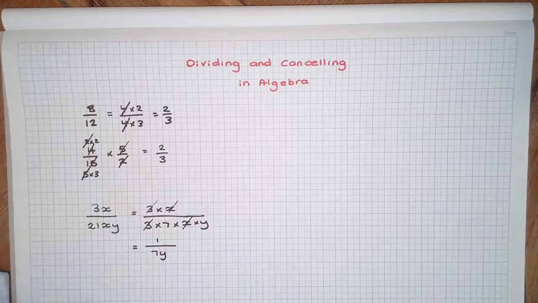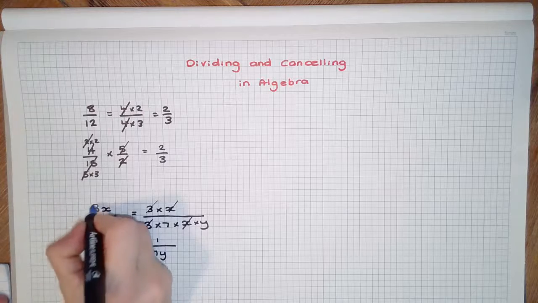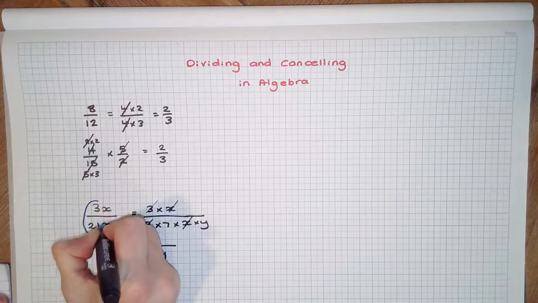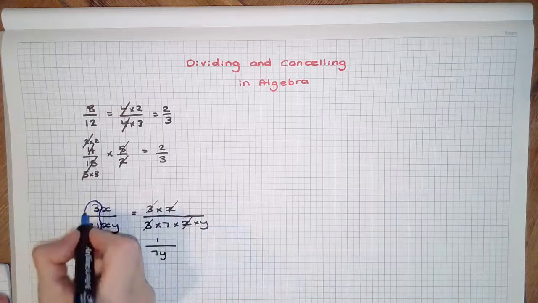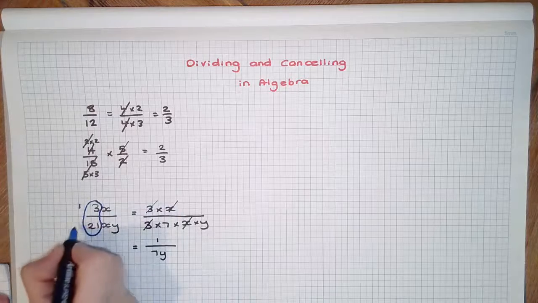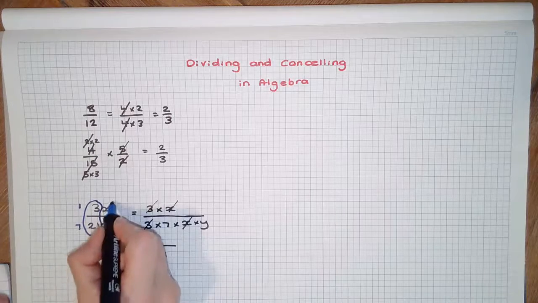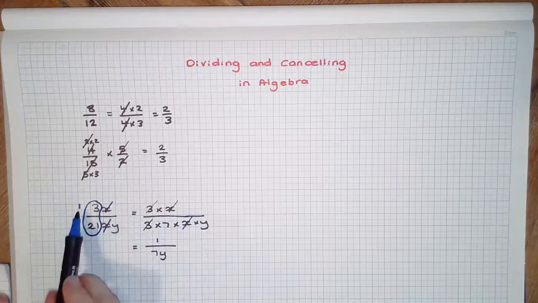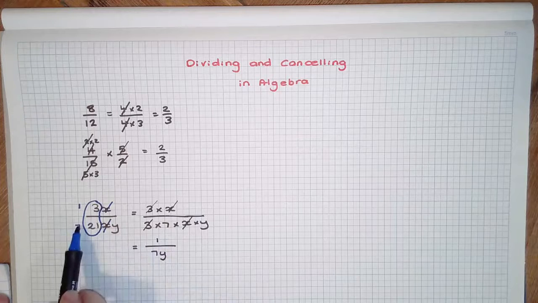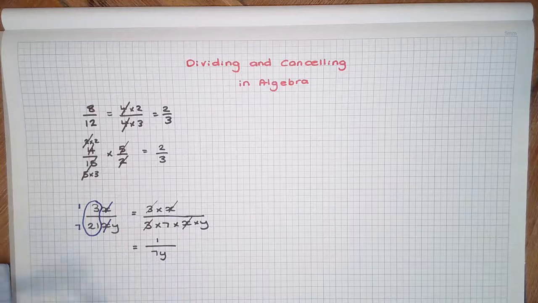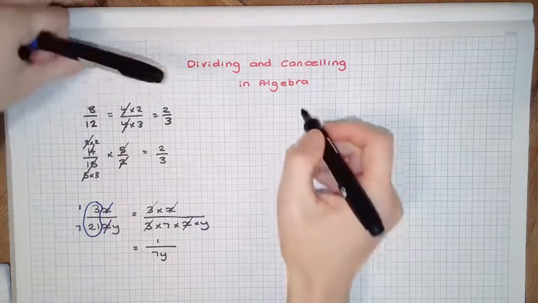Another way to think about this is if we were just going to simplify the fraction part, we would have 3 over 21 would simplify to 1/7. The x's would cancel, so we're left with the 1 on the top and 7y on the denominator. Let's try some more. Let's make it slightly harder now.